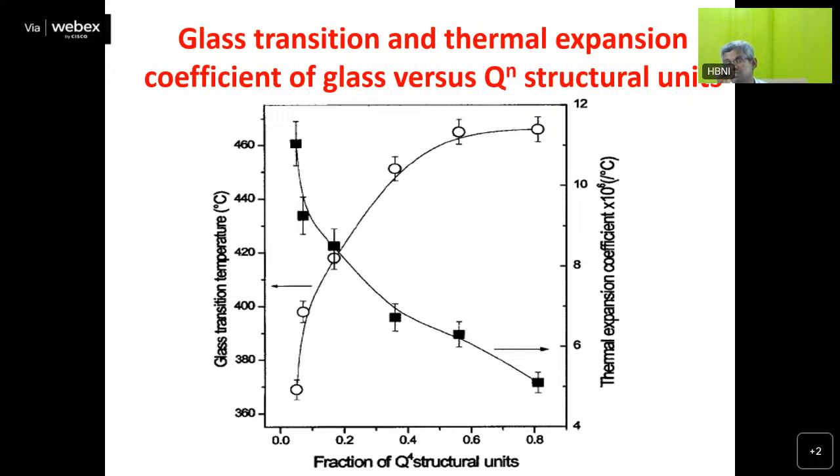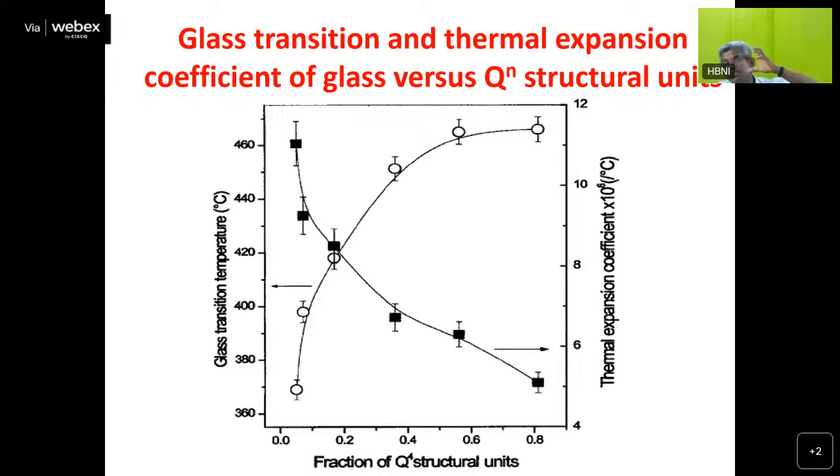Otherwise, if it becomes more and more rigid, what happens? The thermal expansion coefficient will keep on decreasing. The material will not expand. The material can withstand temperature. So that is why the thermal expansion coefficient decreases with an increase in Q4 structural units. On the other hand, the glass transition temperature increases with an increase in Q4 structural units. Why? Because the network becomes more and more stable.